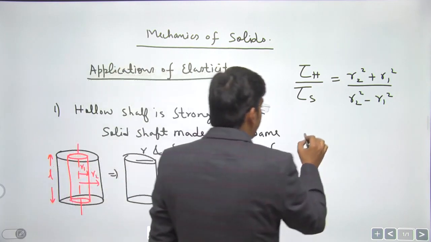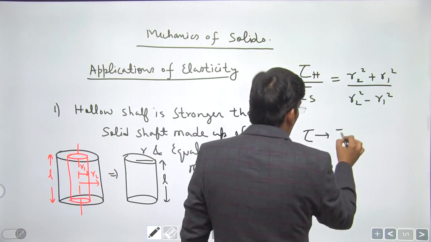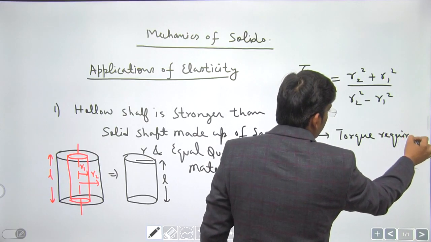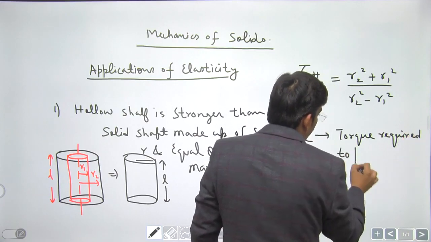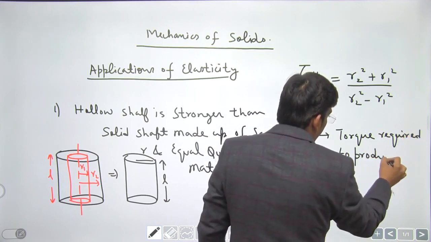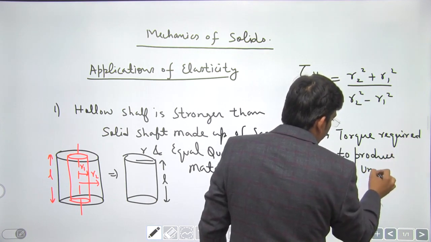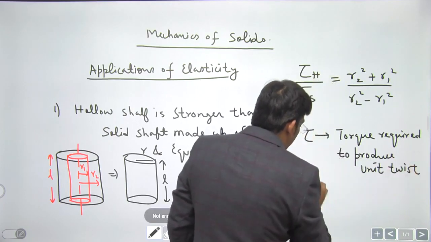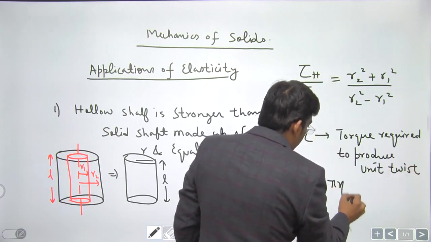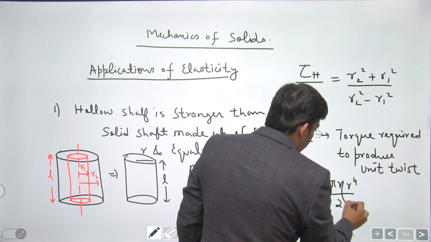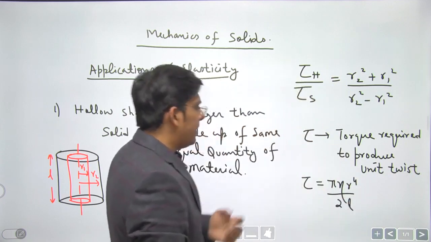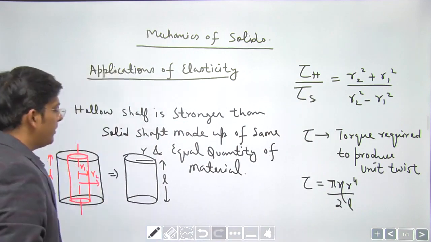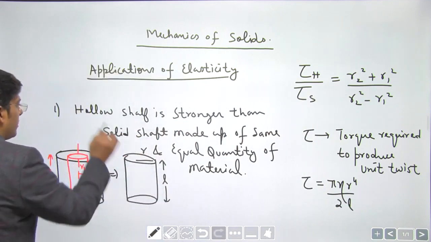What is torsional rigidity? It is actually the torque required to produce unit twist. Okay, we have a formula for this. It is pi eta R to the fourth divided by 2L. Symbols have the usual meaning, L being the length, R being the radius, eta being the shear modulus, right, dear students? Let us do another application.